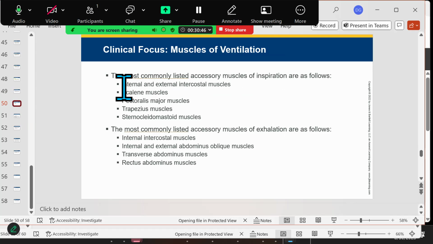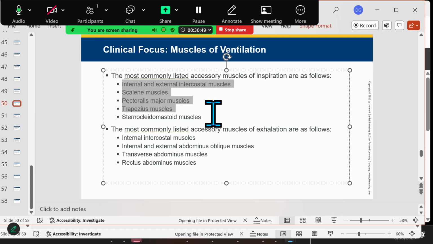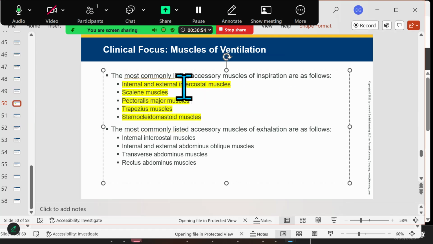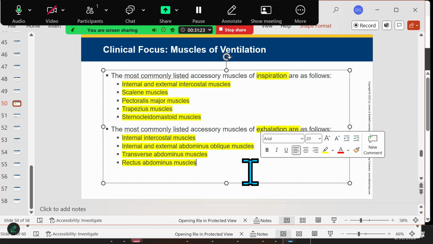Here's the accessory muscle list right there. We already mentioned them, but I'll just go over them one more time with you. Inspiration: the internal and external intercostals, the scalenes, pectoralis, trapezius, and sternocleidomastoid, which is the strap muscle. The exhalation, let's hit that so you can tell what the difference is. Those are internal intercostals, internal and external obliques, transverse abdominis, and rectus abdominis. There you go.